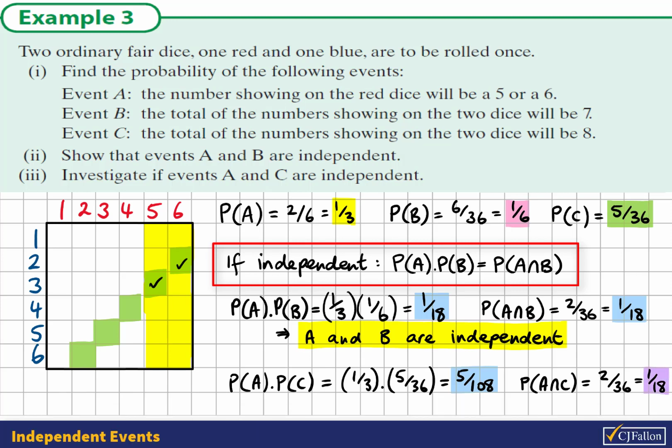Now 1 out of 18 is not equal to 5/108. Therefore, the multiplication law does not hold in this case. The probability of A multiplied by the probability of C is not equal to the probability of A and C. So we could say events A and C are not independent.